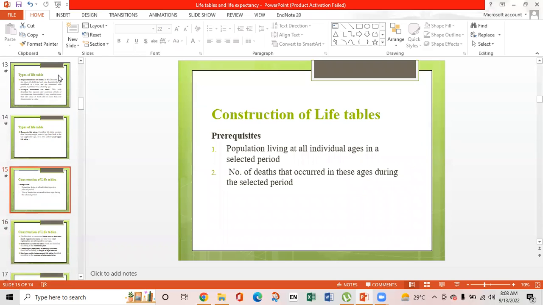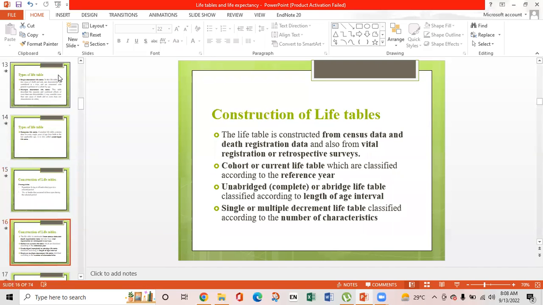Construction of life table. Two basic things are prerequisites: the population living at all individual ages in a selected period, and the number of deaths that occurred in these ages during the selected period. The life table is constructed from census data and death registration data, and also from vital registration or retrospective surveys.